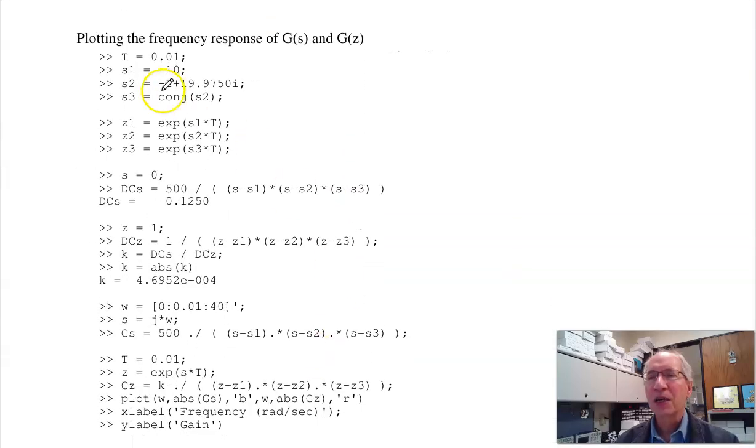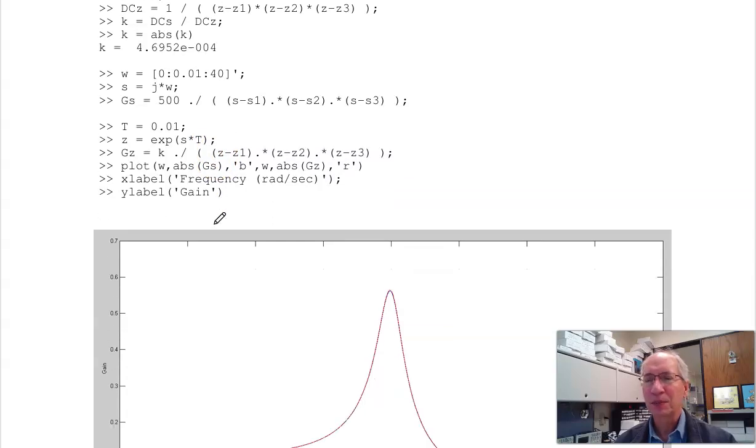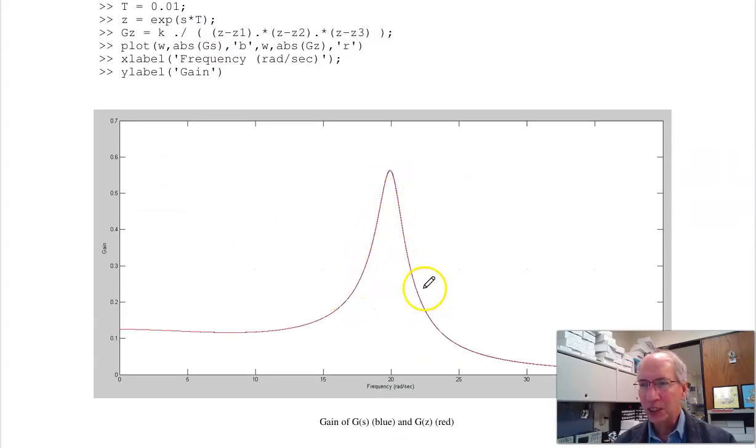As a check, plot gain versus frequency in the s-plane, gain versus frequency in the z-plane. In the s-plane, here's my poles. In the z-plane, there's my poles. Z is e to the st. Here's the DC gain in the s-plane. Pick k to have the same DC gain. K matches the DC gain in the z-plane. Plot gain versus frequency in the s-plane. Plot gain versus frequency in the z-plane. The blue line is g of s. The red line is g of z. Same gain versus frequency. It's the same filter.